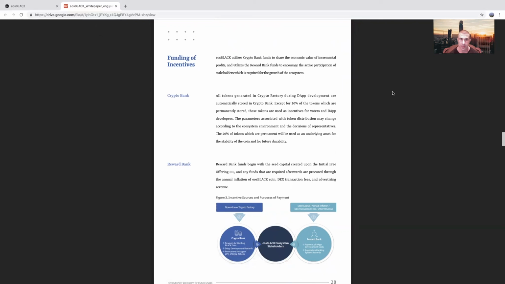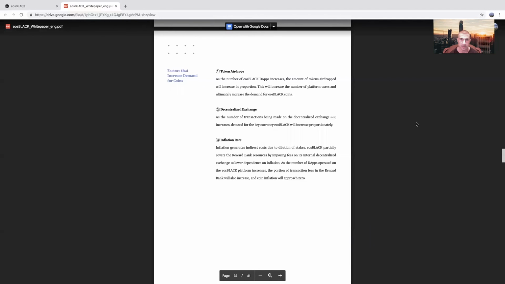It moves on to talk about Reward Bank, which funds begin with the seed capital created on the initial free offering, and any funds that are required afterwards are procured through annual inflation of EOS Black coin, DEX transaction fees, and advertising revenue. So of course, as I previously mentioned, token airdrops as the number of EOS Black DApps increases, the number of tokens airdrop will increase in proportion. This will increase the number of platform users and ultimately increase the demand for EOS Black coins. Decentralized exchange as the number of transactions being made on the decentralized exchange increases, demand for the key currency, EOS Black, will increase proportionally. So it sounds like they're going to make that the key currency in the decentralized exchange for a lot of the DApps that they're incubating.